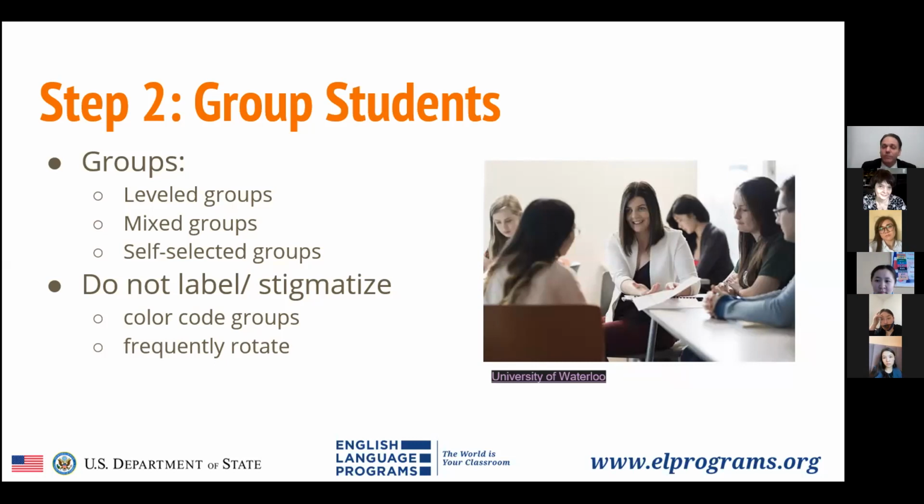Now with mixed, you give them all the same assignment, but they would help each other and they would work together with it. So you would have the higher level students in that mixed group help. Now there's advantages and disadvantages to both. Most of you may use one group more than the other, like you may use mixed groups versus leveled groups more than the other, but I would recommend doing a mix of both, switching it up sometimes.